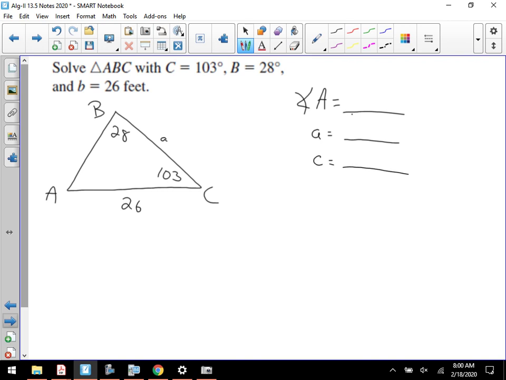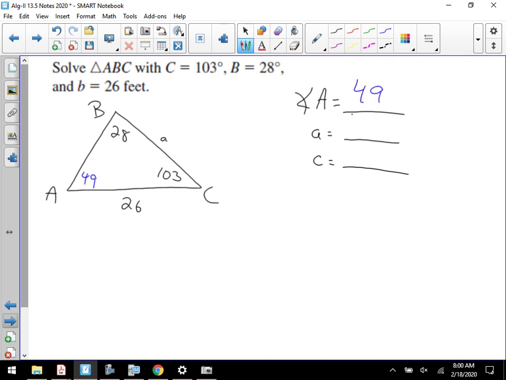Okay. So far, so good? What's the easiest thing to find? A. Why? Because one, you have to add the other two. Good. Easiest thing to find here is always going to be the missing angle because you just subtract the other two from 180. If you do that, what do you get for angle A? What was it, 49? So we have 49 here.